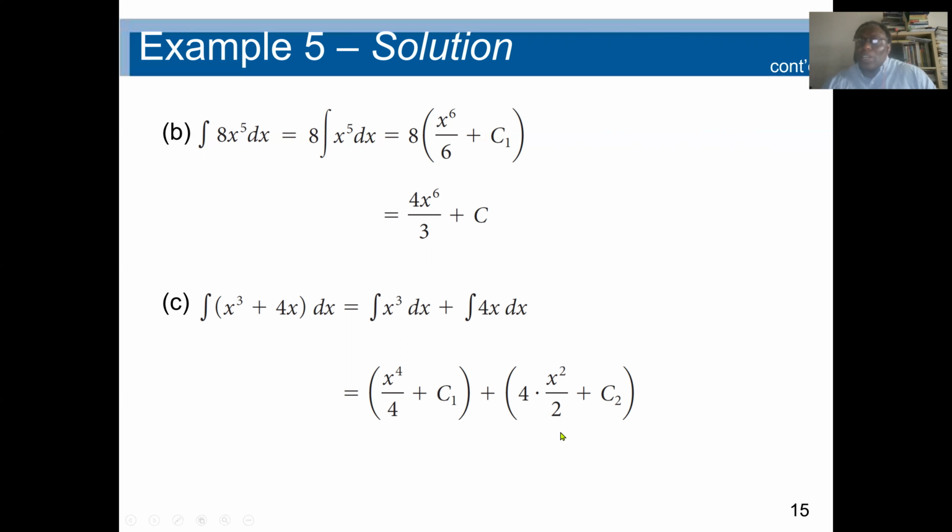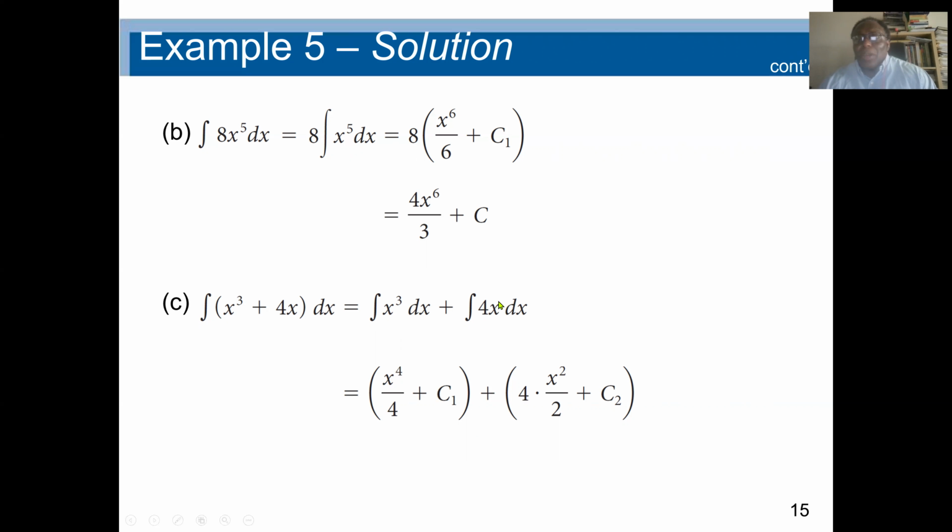Here is 3, so 3 plus 1 divided by, this is the power rule. If I have x to the power n, it will be x to the power n plus 1 divided by n plus 1. So if x to the power 3, then we get x to the power of 3 plus 1 divided by 3 plus 1.